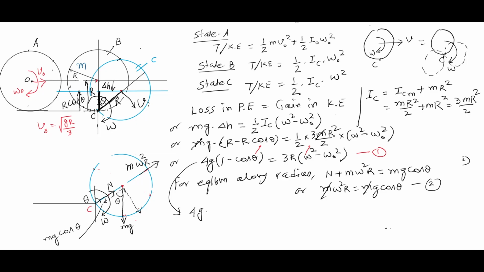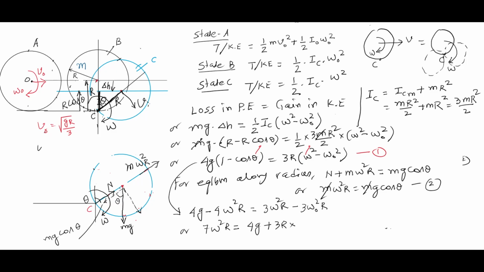4g minus 4 into g cos theta is what? Omega square r equals 3 omega square r minus 3 omega naught square r, or 7 omega square r equals 4g plus 3r into omega naught square.